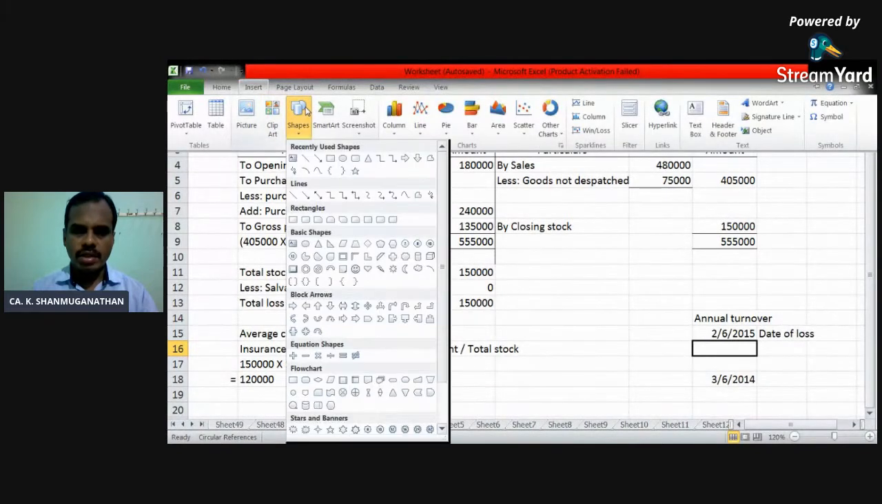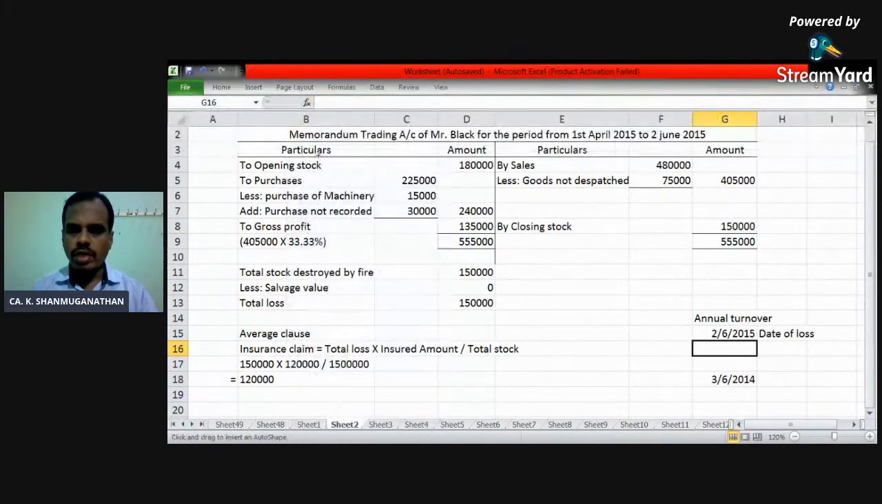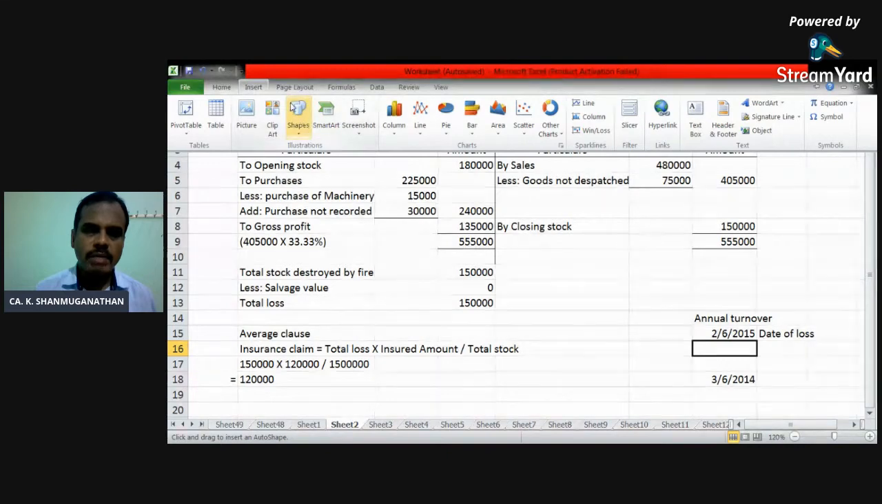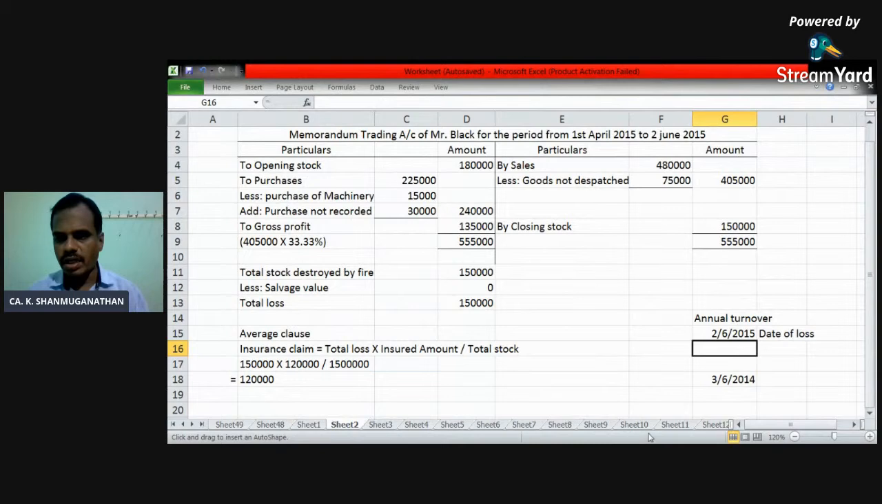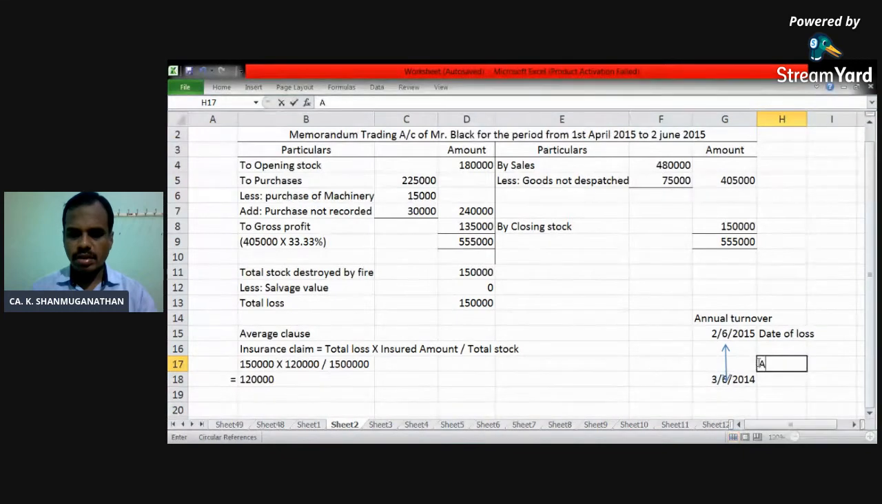Let me repeat, the turnover during the 12-month period immediately before the date of loss, that is what we call the annual turnover period. This turnover, this period, we call it the annual turnover period.